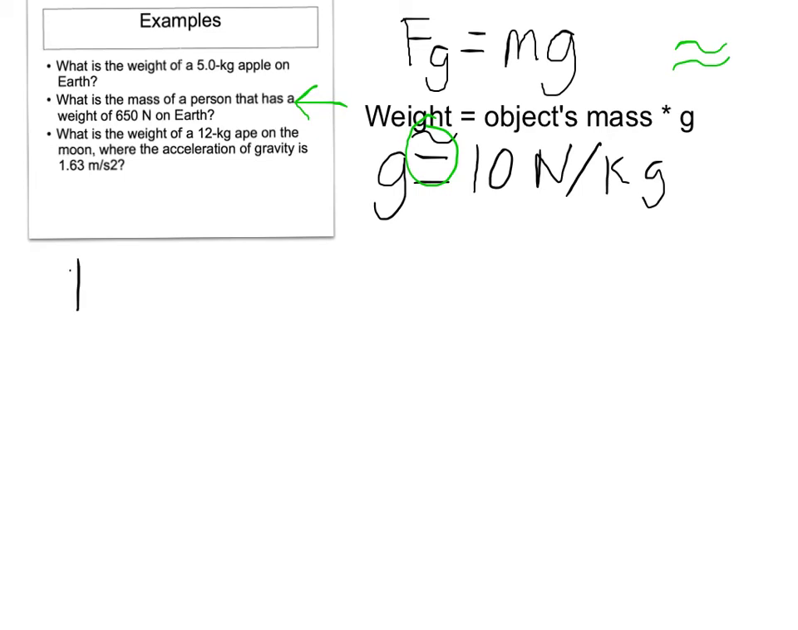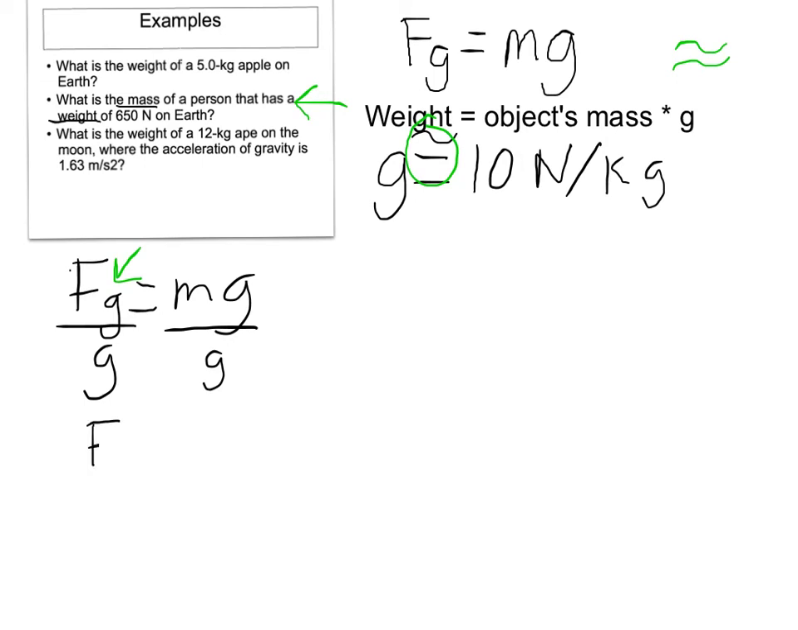Okay, so I know I'm using weight equals mass times gravity because I've been asked a question about weight. And I want to know the mass of a person who has a specific weight, so I need to solve this equation for mass. So what I'll do is I'll divide by g on both sides. And remember, this little g is a subscript, and so it doesn't go away. It's actually part of the F. It's not a separate variable. It's a subscript. So now I have Fg over g is mass.